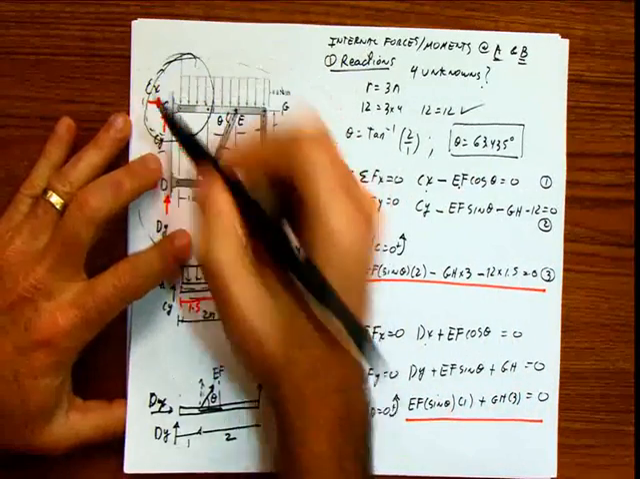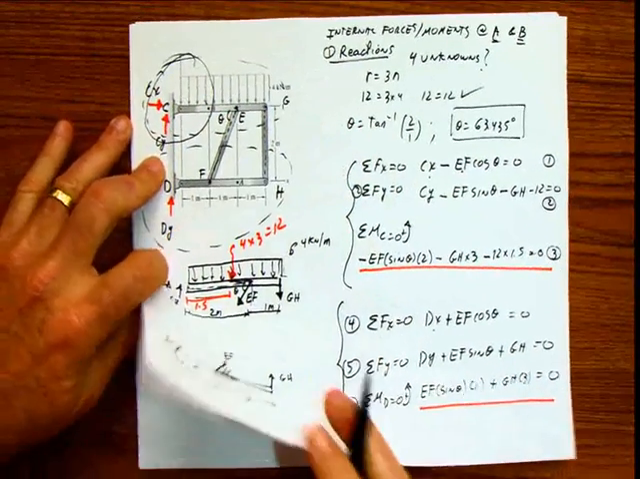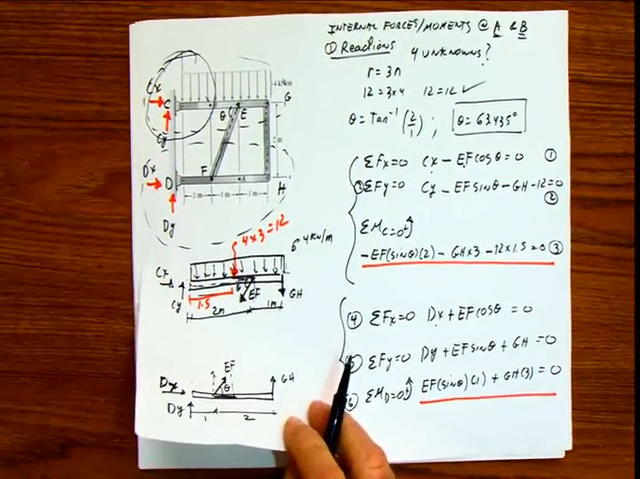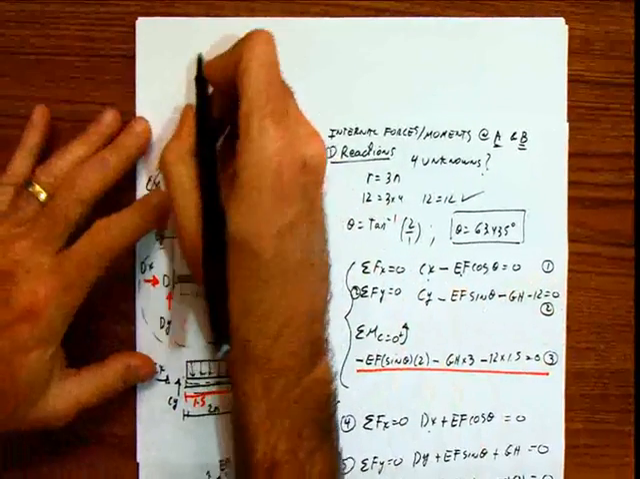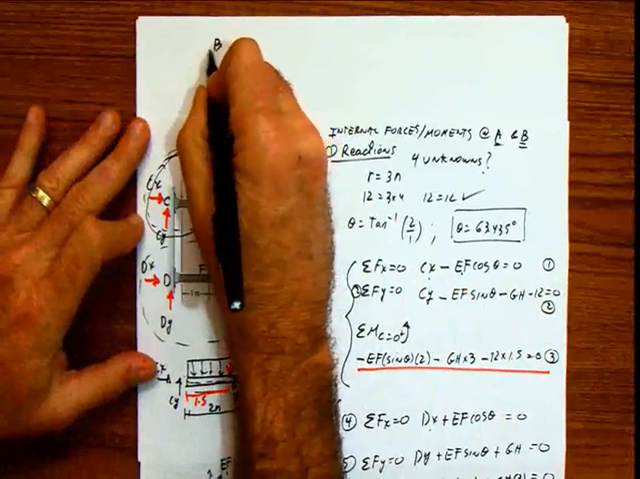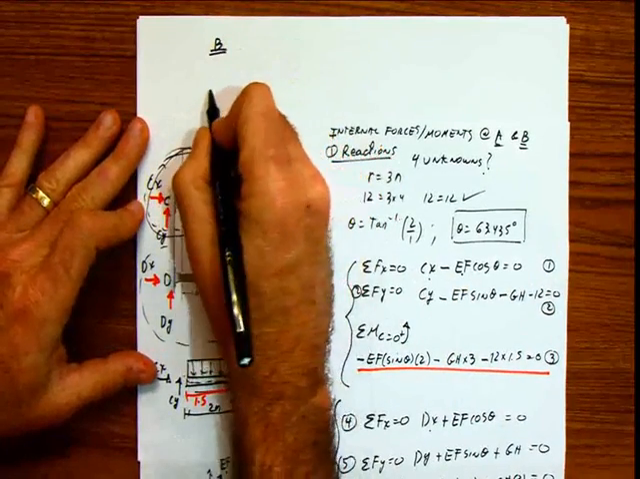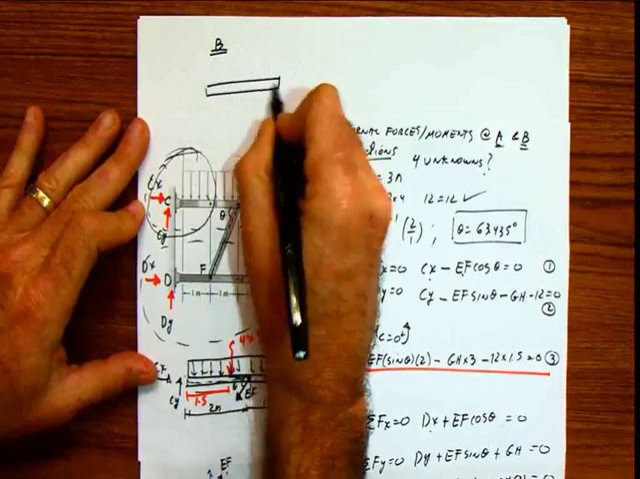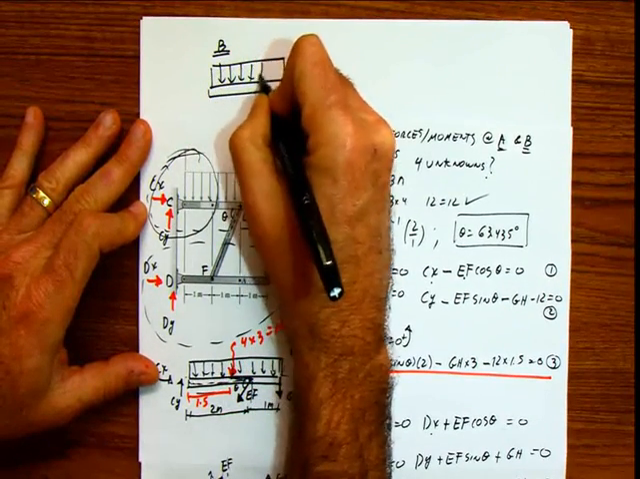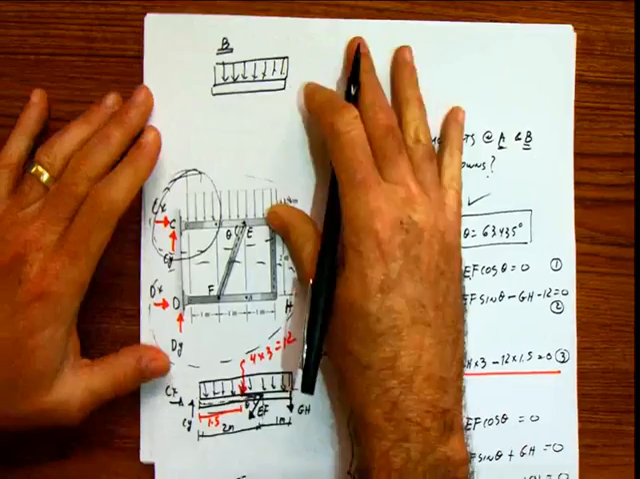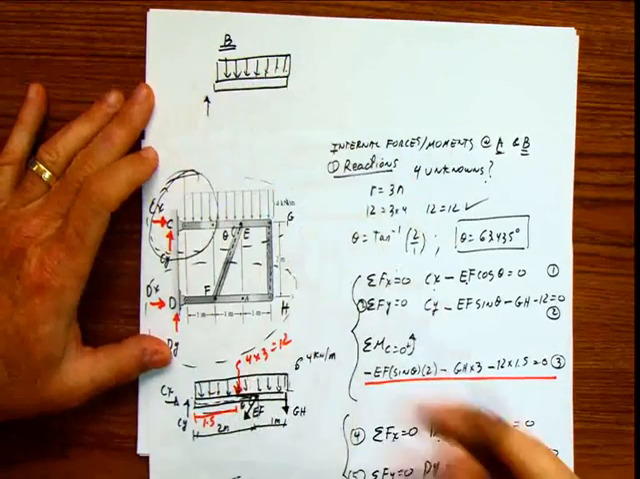I'm going to make a section here. So if I make a section there, in that part, what we have is basically at point B. So we're going to have this, the load on top of it, Cy. How much is Cy?